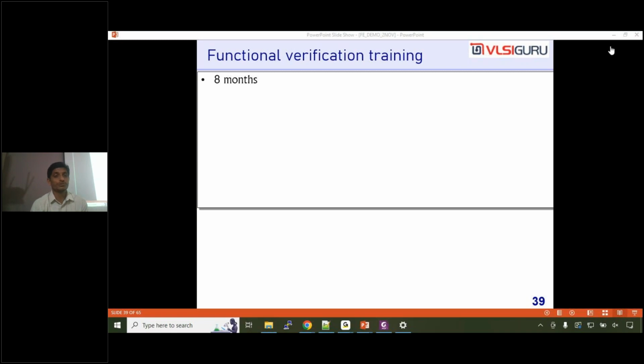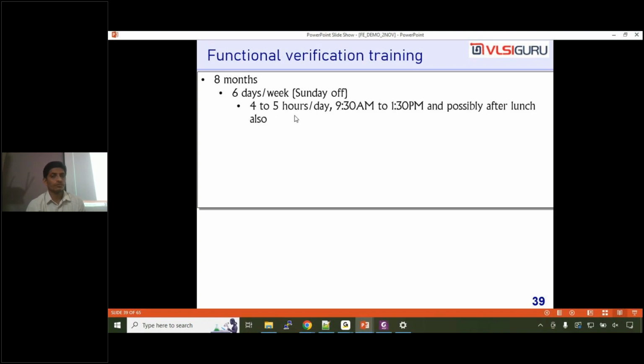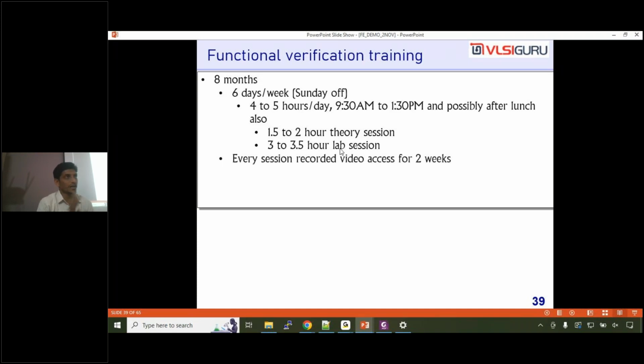So how is this 8 months distributed? It's 6 days per week. Sunday is off. 4 to 5 hours per day, 9:30 a.m. to 1:30 p.m. and possibly after lunch hours. Sometimes the sessions can go after the lunch hours. How are these 4 to 5 hours distributed? 1.5 to 2 hours of theory session every day, 3 to 3.5 hours of lab session. Lab sessions are not recorded, theory sessions are recorded. That access will be there for 2 weeks.